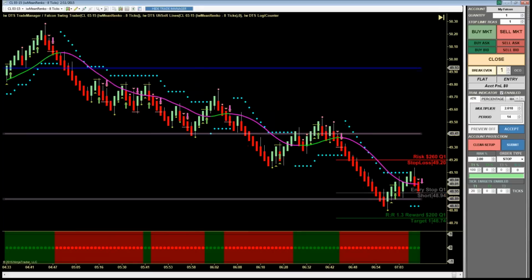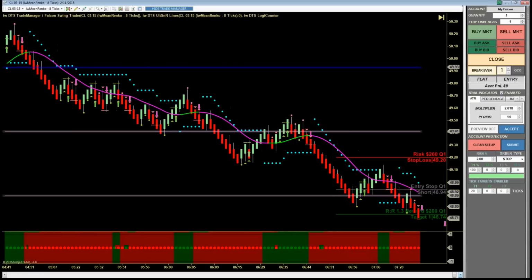Remember too, folks, that you don't need more trades to make more money. Like here on the Falcon.